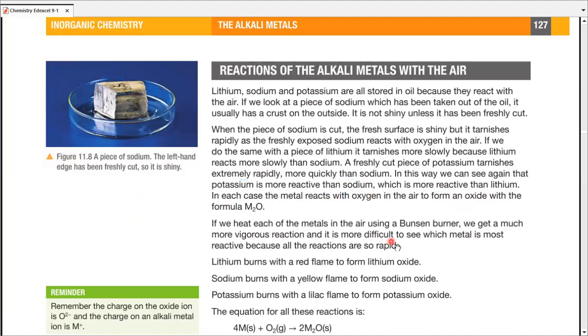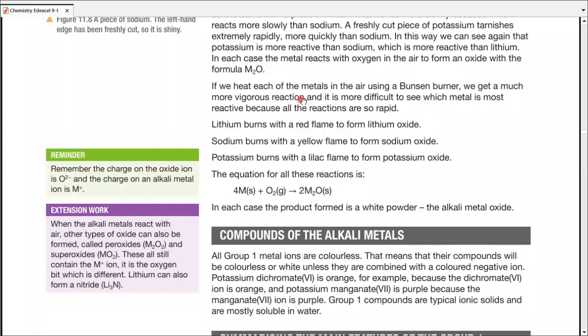All right. So if I move forward and we actually burn them in the air using a Bunsen burner, there is a much more vigorous reaction, of course, and it is more difficult to see which metal is more reactive because the reactions would be rapid, so rapid that we can easily call them instantaneous reactions. The reactions would occur in an instant. You bring them in the flame, the color of the flame changes, and they quickly form those oxides. The temperature pushes the reaction to be extremely fast.